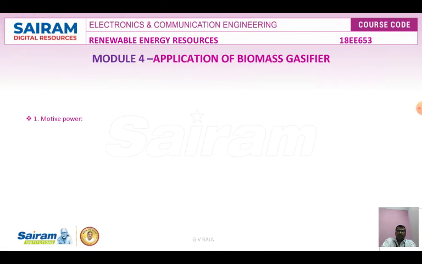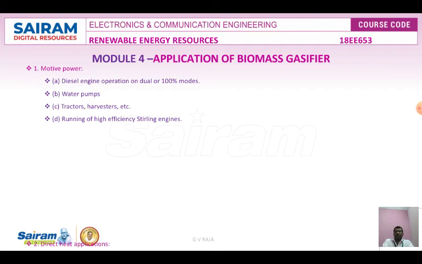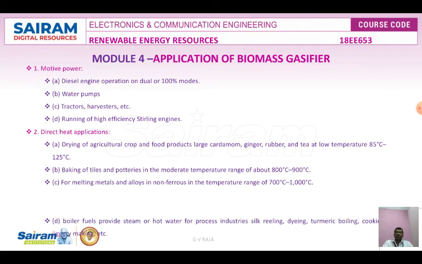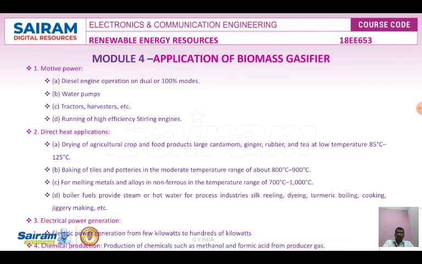Applications of the gasifier. It is used for motive power, that is, automotive power, and to produce gas that provides shaft power to industrial and agriculture equipment and machinery, such as diesel engine operation on dual mode. That means diesel will be added along with the biomass product gases. It is also used for water pumps, tractors, harvesters, and high efficiency Stirling engines.